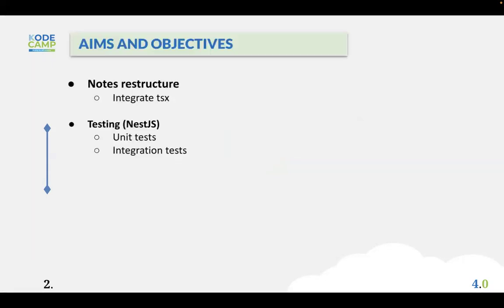So our aims and objectives for today, we don't have really that much, but then we have much to learn. First of all, we integrate TSX in our Nodes app. We remove nodemon and ts-node. We integrate TSX. And then after that, we test our Nest app.